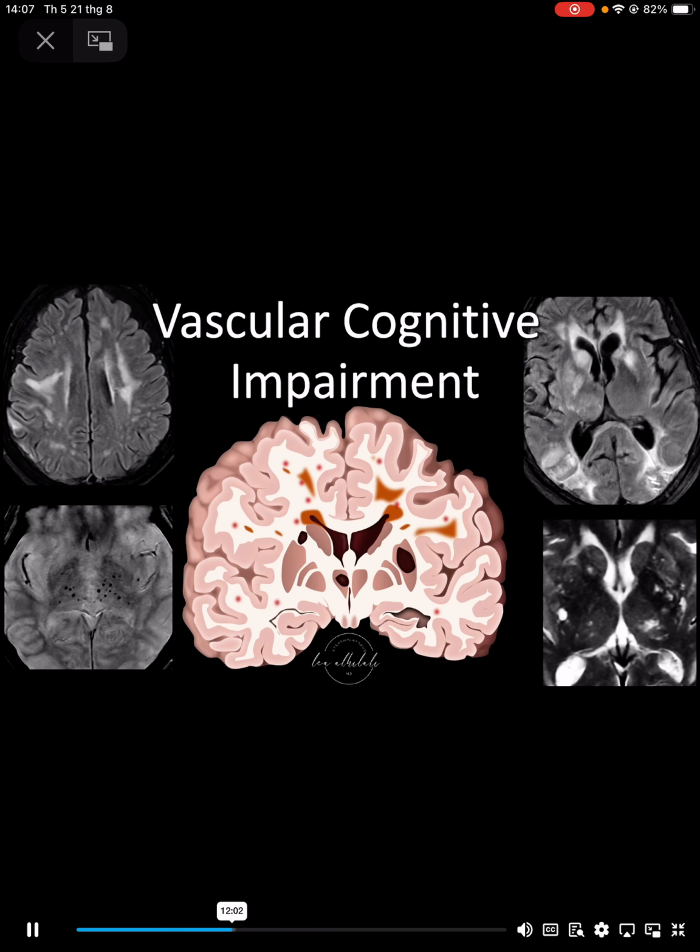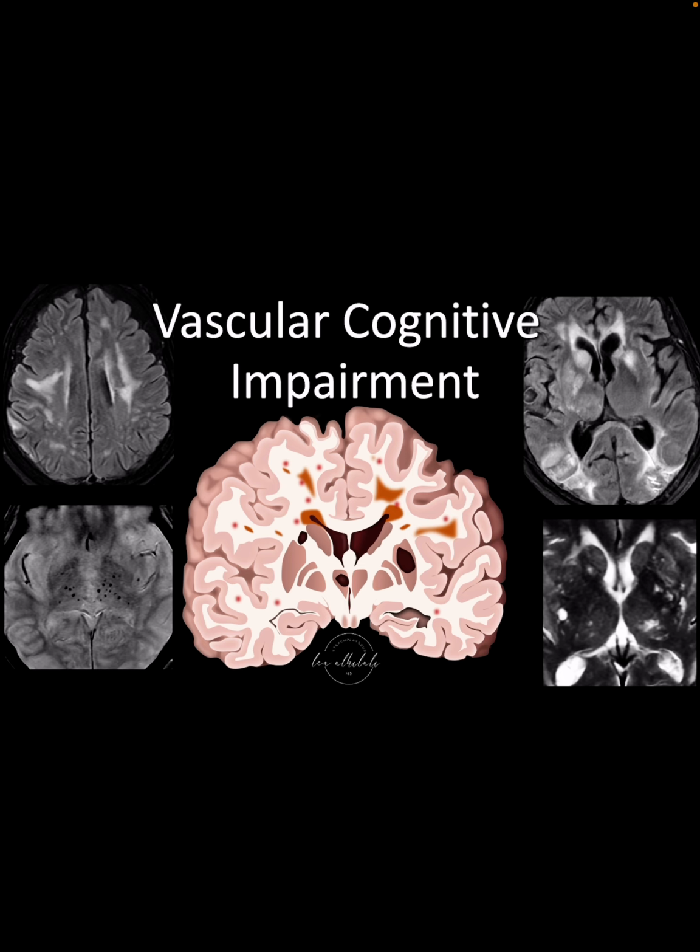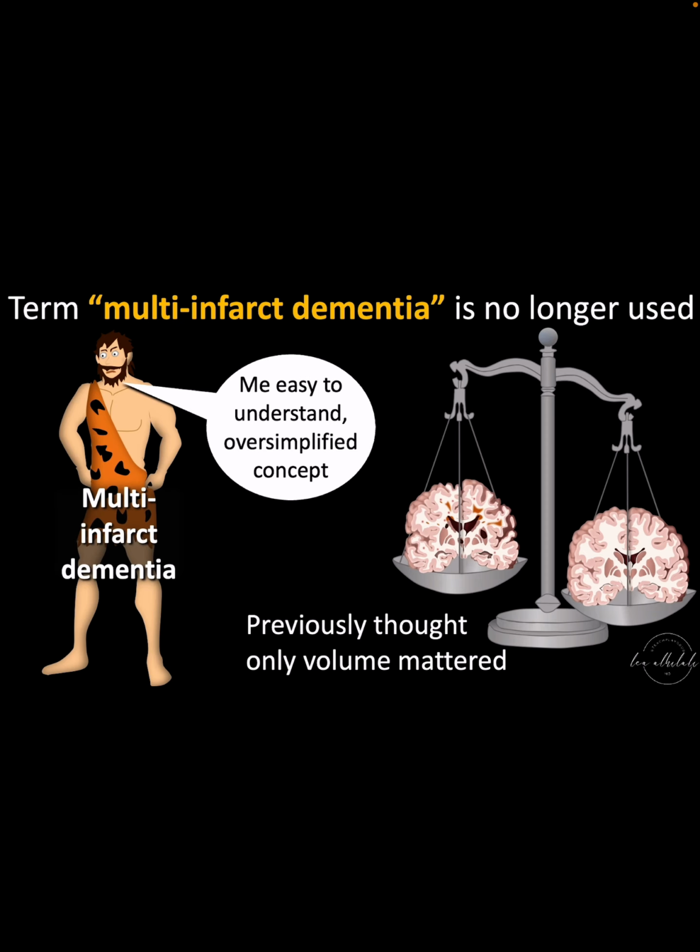Okay, vascular dementia, or what's more technically called vascular cognitive impairment. Now, almost everyone worked up for dementia has infarcts. So how do you know which ones are the important ones? Vascular dementia used to be called multi-infarct dementia.